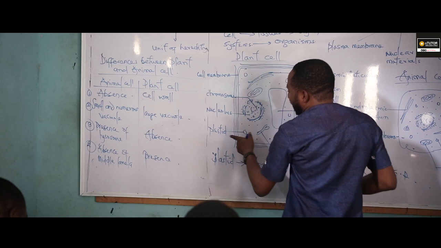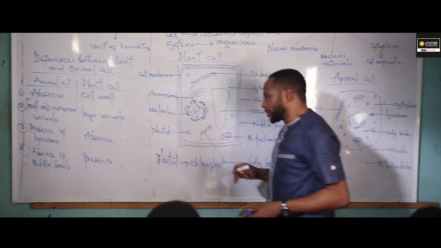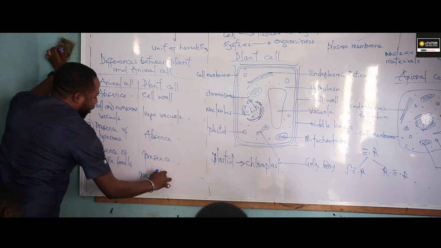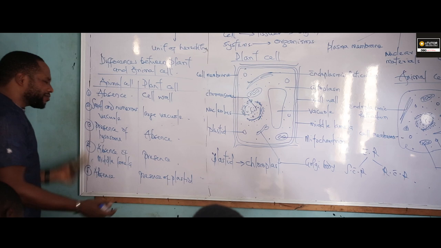Now, another thing that I want to look at is that plant cell has what? Plastid. But it is absent in what? Animal cells. That's number five. Absence. But presence of what? Plastids. Of what? Plastid. We have other differences.